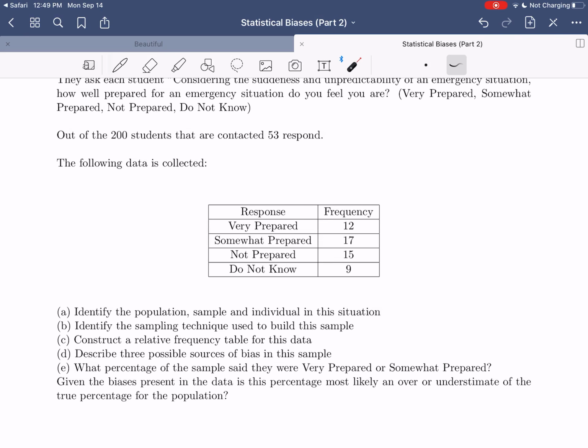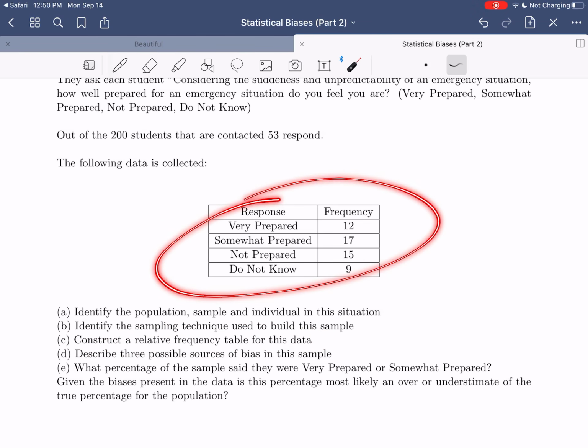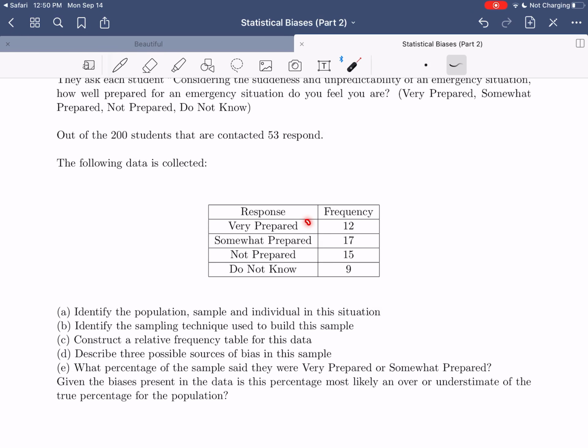All right, so we've got all our standard things to do here. We're going to identify population, sample, and individual. We're going to identify the sampling technique. These are basic terms and sampling techniques that we need to be comfortable with. We'll construct a relative frequency table for this data. Notice that this data is categorical. People are putting themselves into one of these four categories. So we'll construct a relative frequency table.